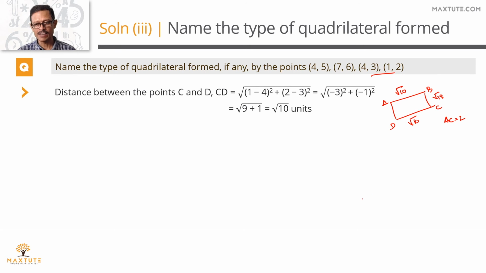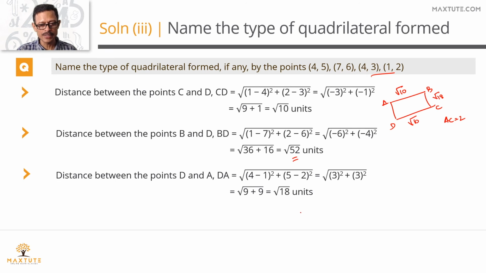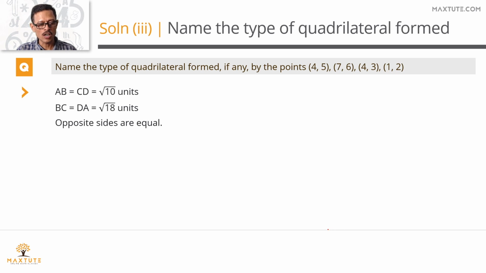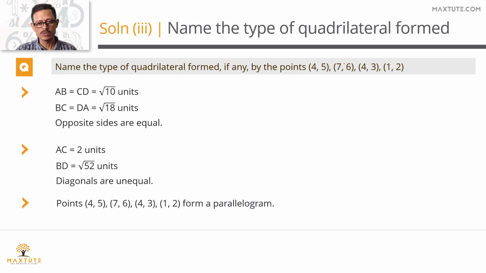Let's quickly compute BD and verify whether B, C, D are collinear or not. We found the measure of BD, which is a diagonal, to be root 52. Root 52 is not equal to root 18 plus root 10. So we know that B, C, D are not collinear. Lastly, let's compute DA. DA works out to root 18. Now that we have found that opposite sides AB and CD are equal, BC and DA are equal, and also that the diagonal AC is not equal to BD, which is root 52. Opposite sides are equal, could be a rectangle or a parallelogram. Given the added information that AC is not equal to BD, the diagonals are not equal, we can deduce that what we are talking about is a parallelogram. So these 4 points form the vertices of a parallelogram.